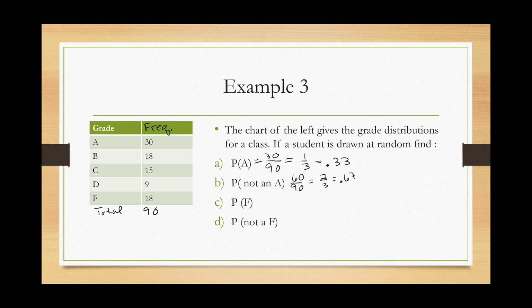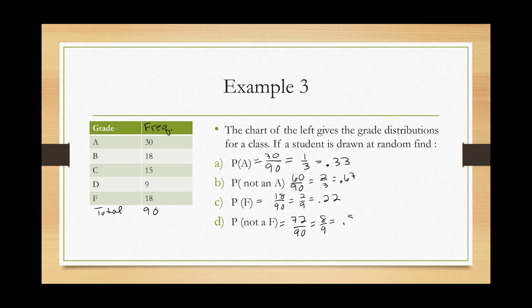Same thing's going to happen here when I look at an F. So the probability a student got an F was 18 over 90. Well, I can divide top and bottom by 9. I get 2 over 9. This is 0.22. Then not an F would be everybody else. If I do 90 minus 18, I get 72 over 90. This reduces to 8 over 9.